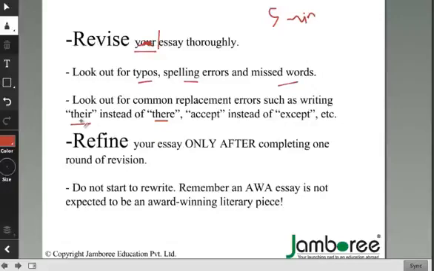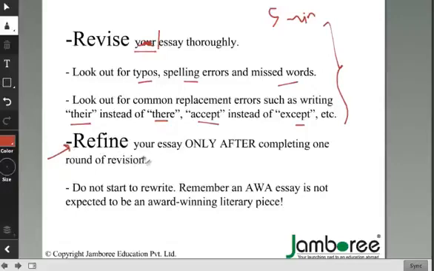I mean, you know what they mean, but by mistake you typed out something else. Accept instead of except, or all of you know the difference between two and too, but sometimes by mistake you may type in one. So look out for these kinds of errors while revising. Don't do anything else. Now refining is the next stage, right?